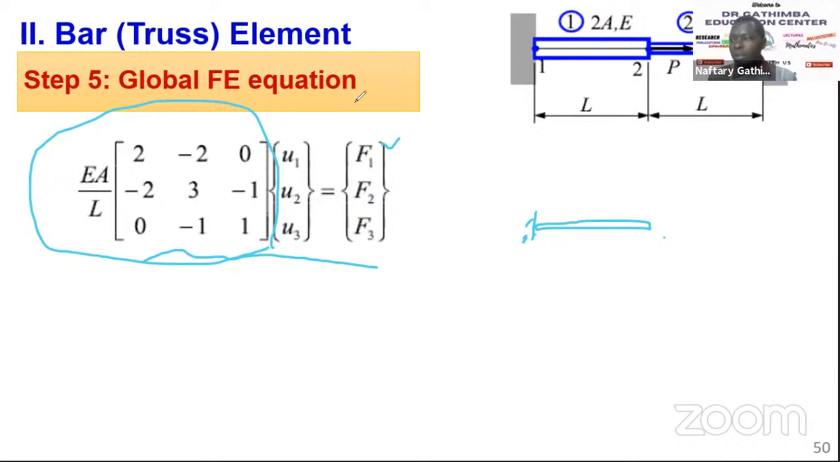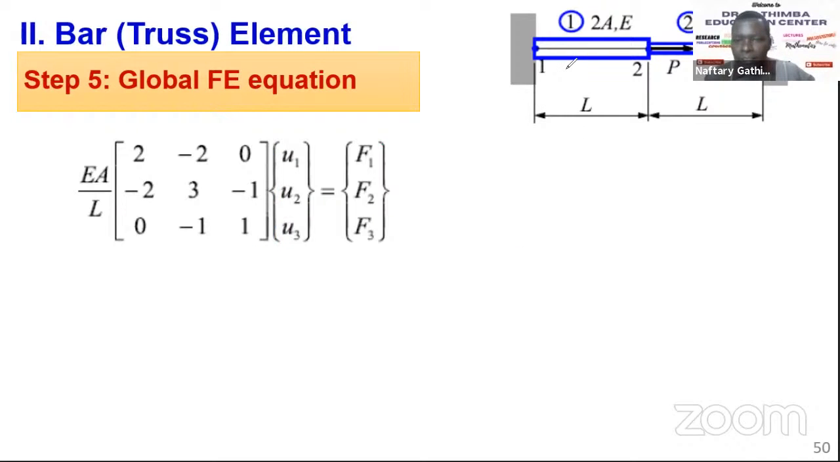Once we have the global finite element equation, we need to move to the next stage, where we introduce the boundary condition, because that is step 5. To introduce the boundary condition, you can look at this structure. This is fixed, and here you have force P. So we know U1 equals U3 equals zero; there is no displacement that can occur here. Force 1 is the reaction at node 1, and force 3 is the reaction at node 3. We can calculate the reactions later. But the force at node 2 is P. So F2 becomes P, and U1 and U3 become 0.